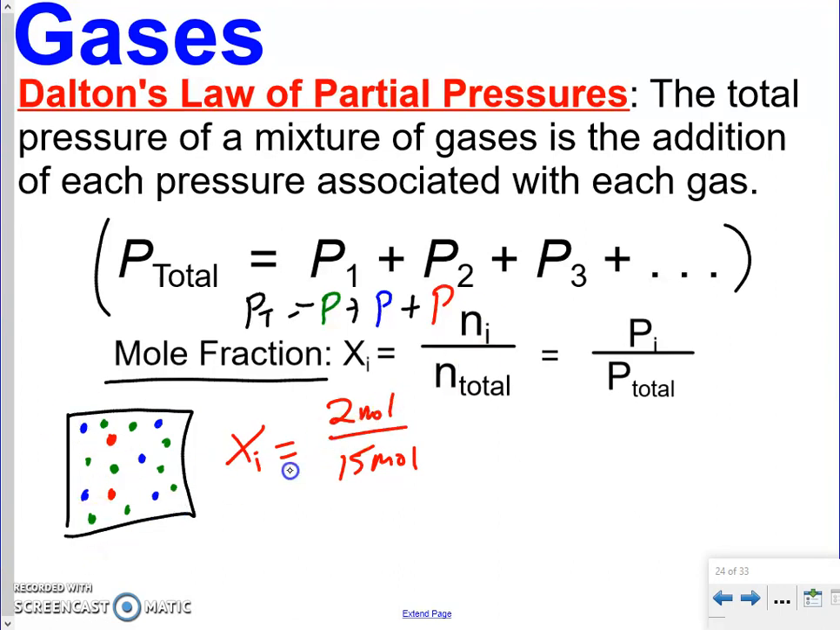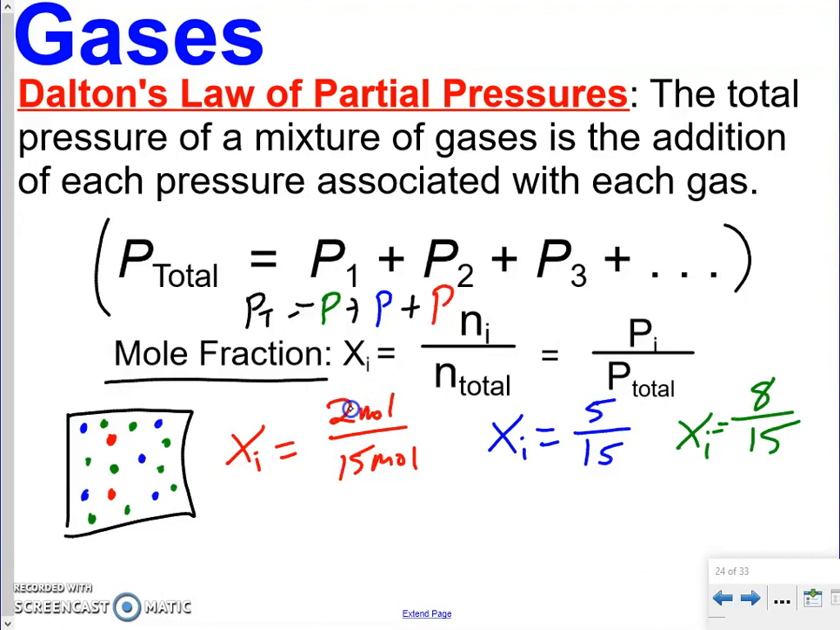So we would have a 2/15 ratio. If we were looking at the blue, it would kind of be the same idea. Our mole fraction would be 5/15. And of course our green would be 8/15, okay? And these mole fractions actually correlate to their pressure fractions as well. What I mean by that, again, is the ratio here will be about the amount of times they collide.